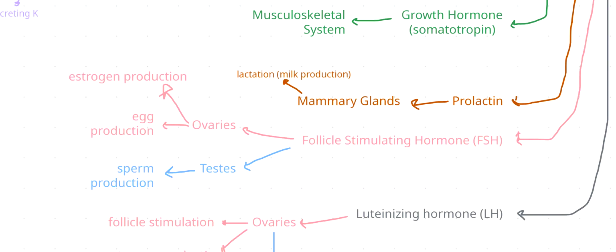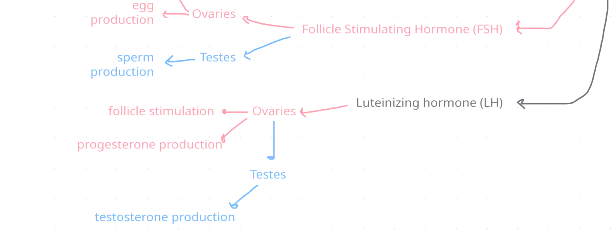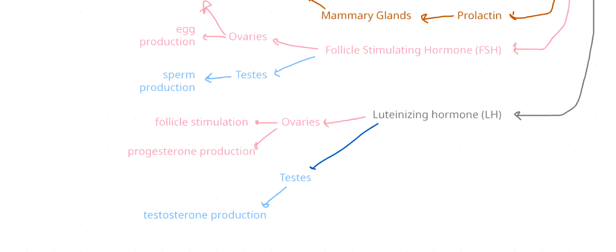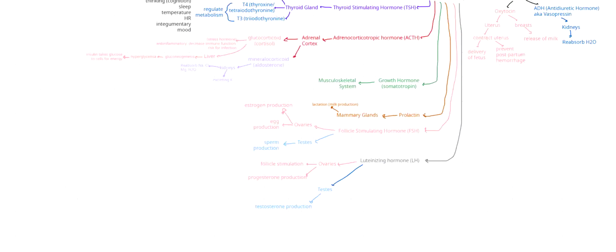And then lastly, we have the LH, luteinizing hormone. In the ovaries, it causes stimulation of the follicle. The follicle is where the egg is released from. And also progesterone production. So the FSH produces estrogen, the LH produces progesterone. And then in the testes, it's necessary for the male hormone, which is testosterone. So that is partially the endocrine system.